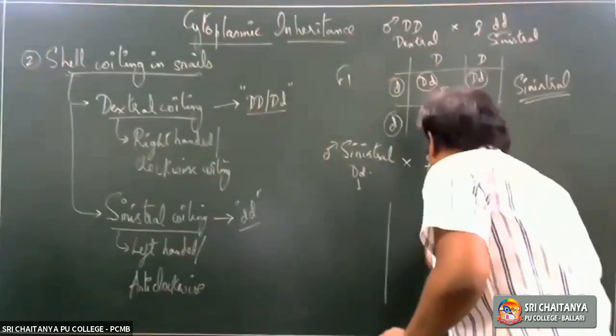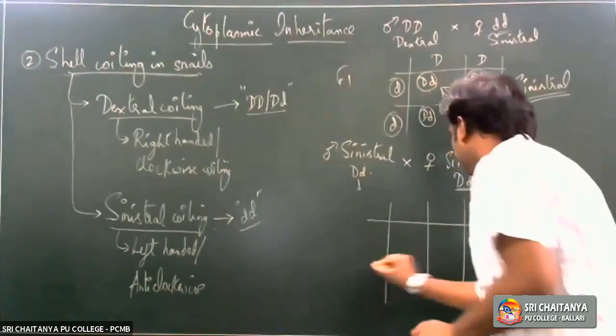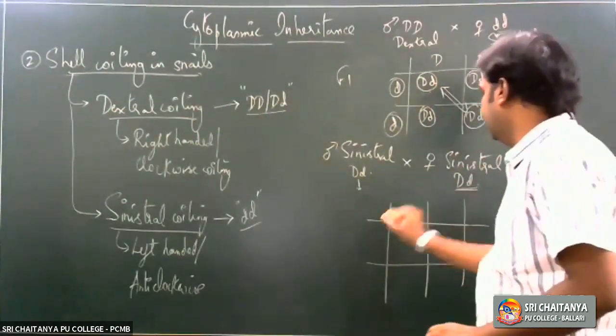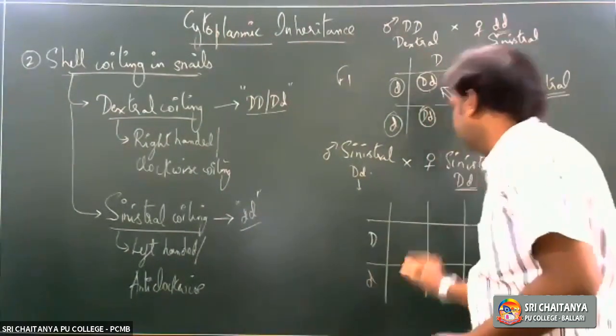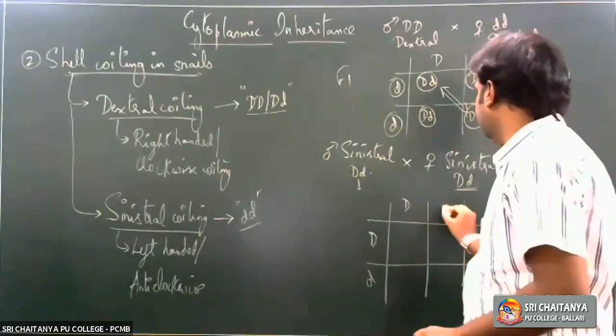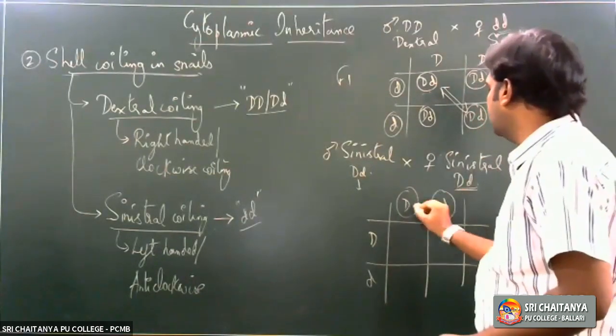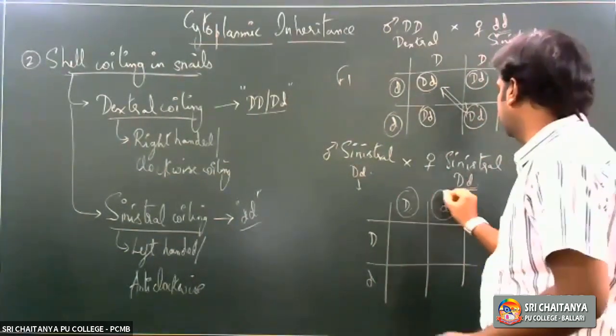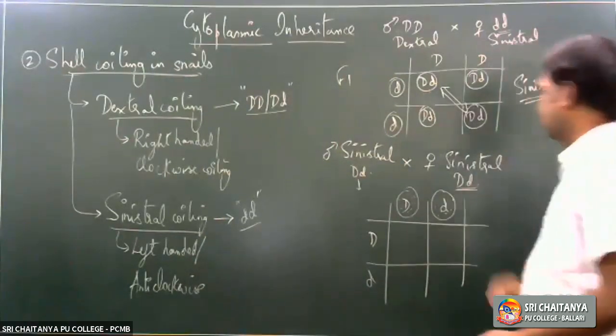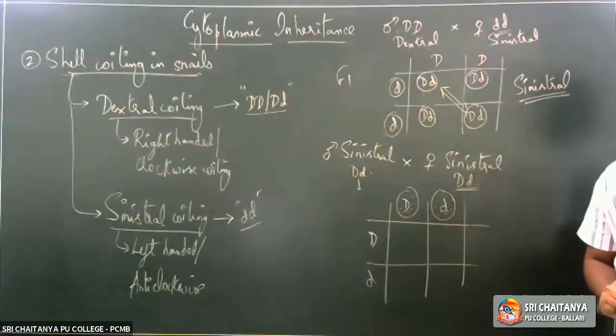So when we start making the Punnett square again, this would be the male here, capital D, small d, and this will be the female here, capital D and small d. Now this female has produced the proteins in the cytoplasm, right? So this female has produced the proteins in the cytoplasm.